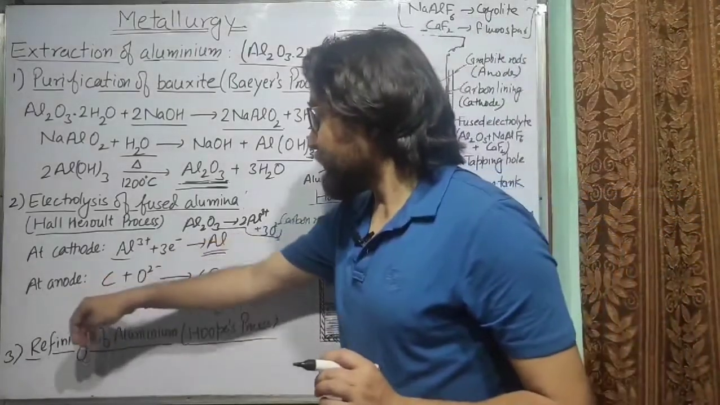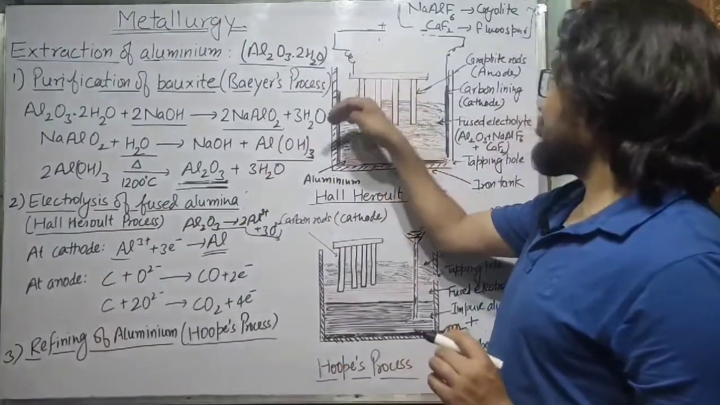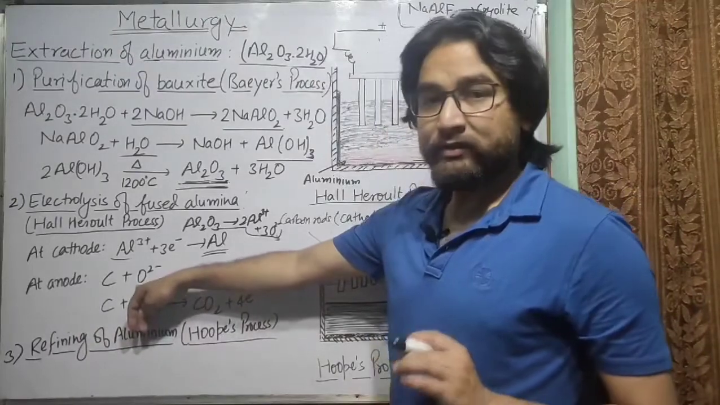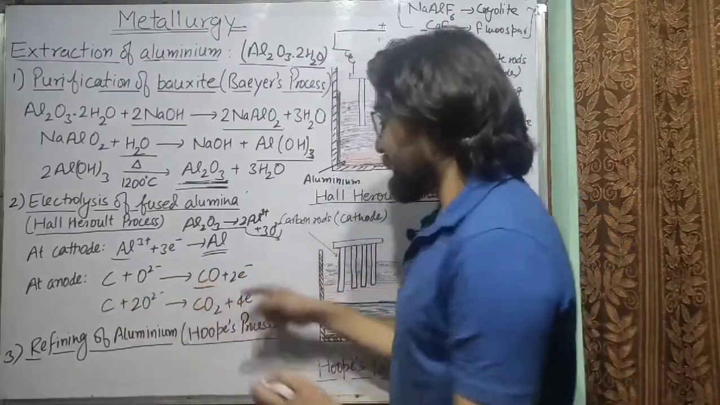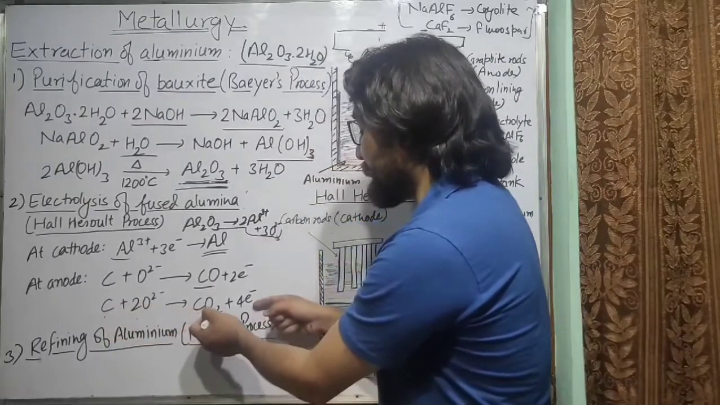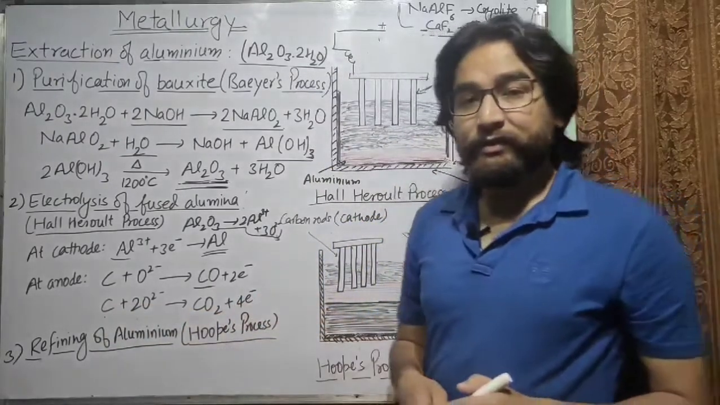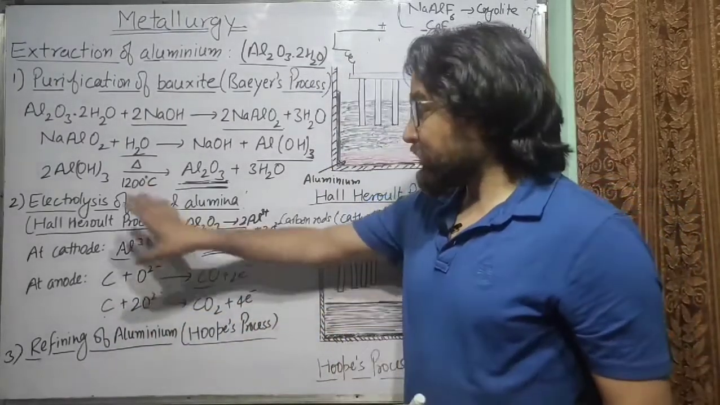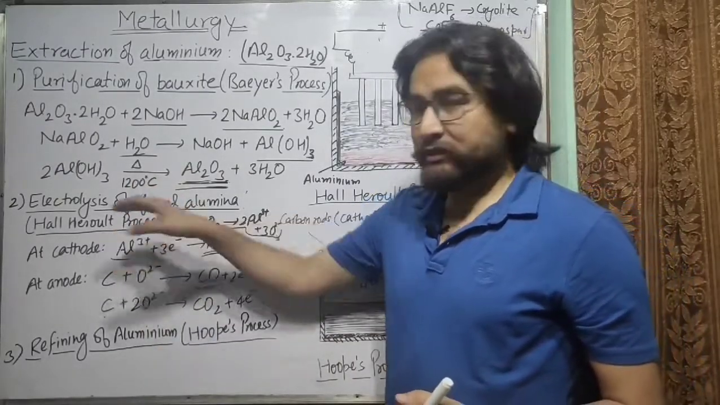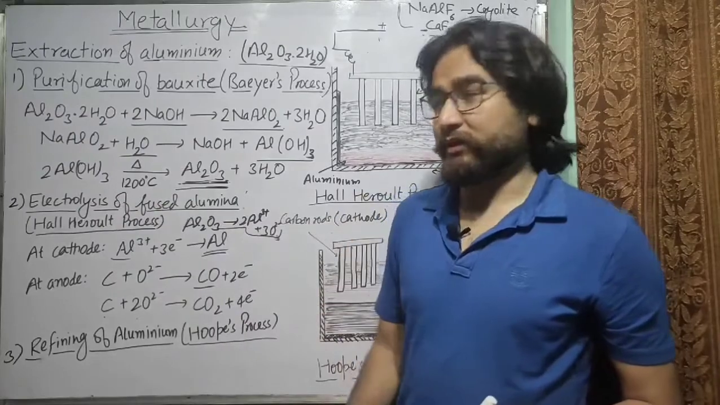What happens at anode? At anode, because there are graphite rods, or you can say carbon rods, carbon reacts with oxide ion and forms carbon monoxide, or it may form carbon dioxide and gives electrons. So this is the whole process of extraction of aluminium from its oxide.